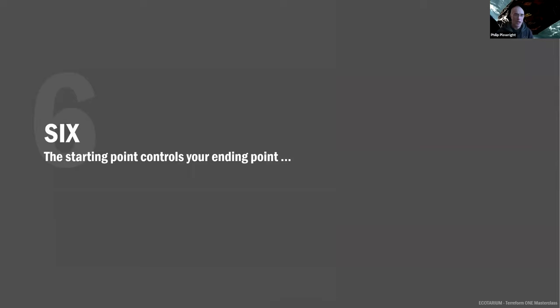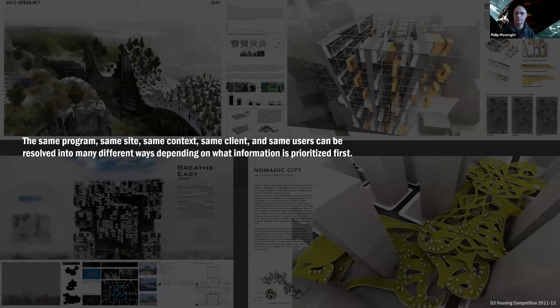And this is my last, and this one will be fairly quick. It's tied into one of the other earlier ideas: where you start a project controls where you end a project. The decision-making you make in the very first pass, by what framework you choose, how you approach your information, and what type of information you think is important, dictates where the project concludes. Different starting points with the same project, with the same client, on the same site, with the same users, everything exactly the same: the selection of the information where you start will radically change where it ends.